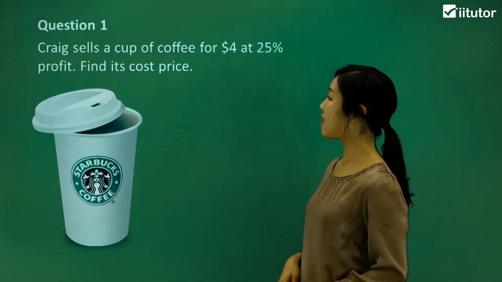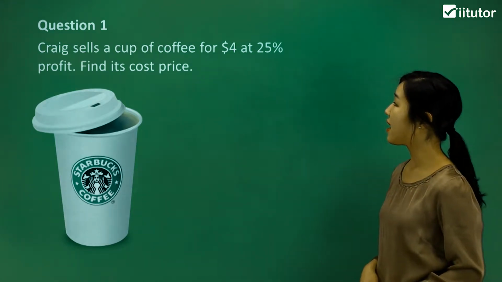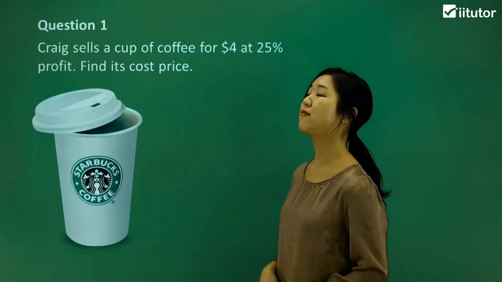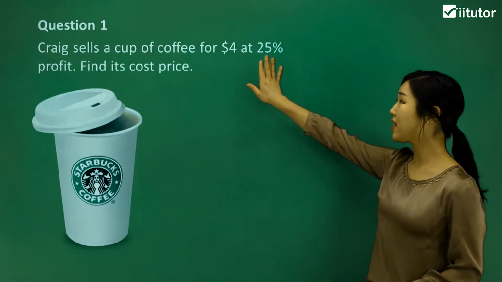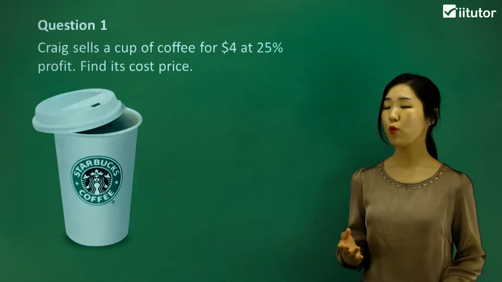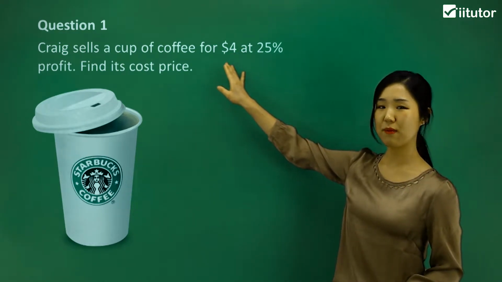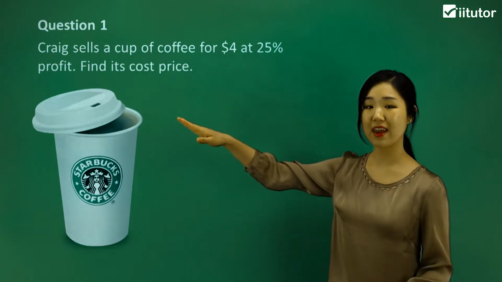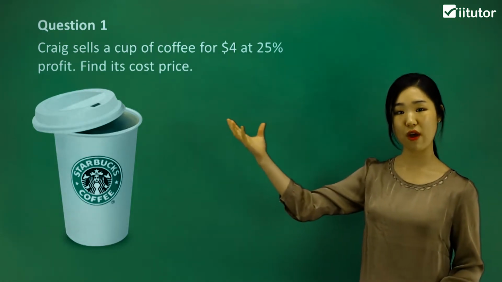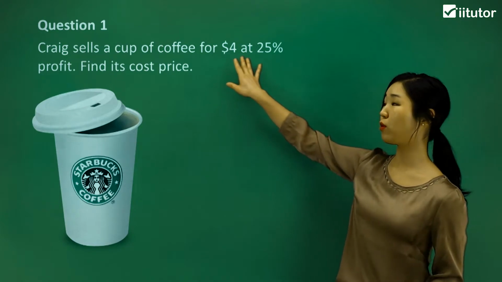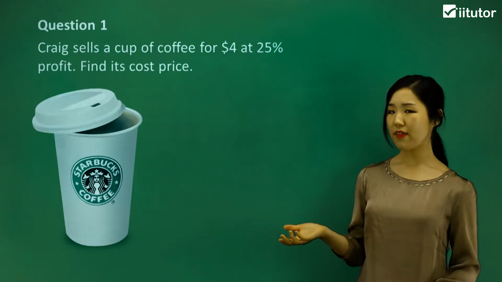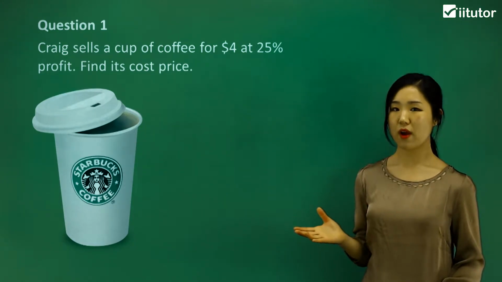It says Craig sells a cup of coffee for $4 at a 25% profit. Find its cost price. So we're making a 25% profit, which means this $4 initially cost something a little less, and then by applying the 25% on top of it, we got the $4. So to find the cost price, let's let the cost price be unknown.